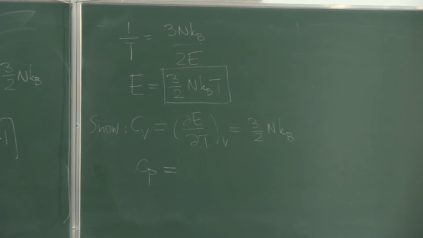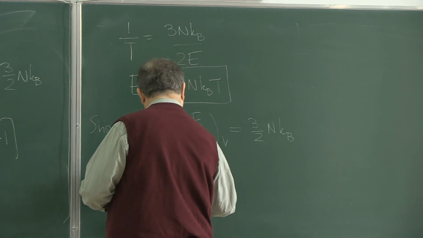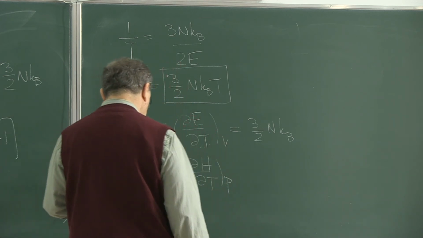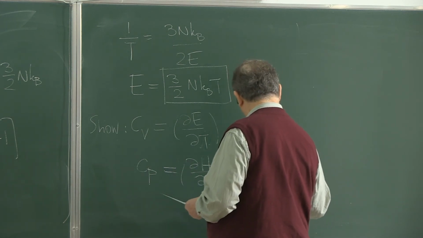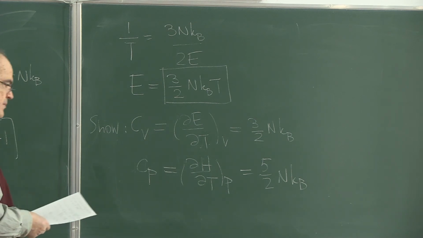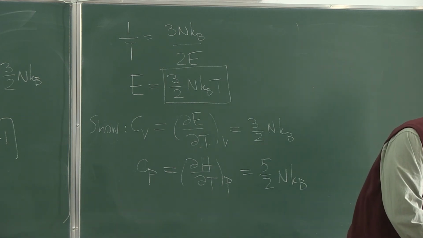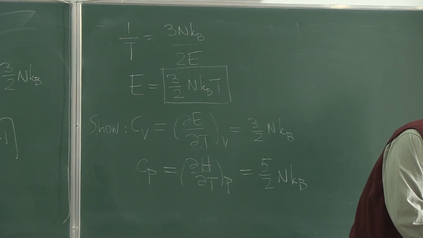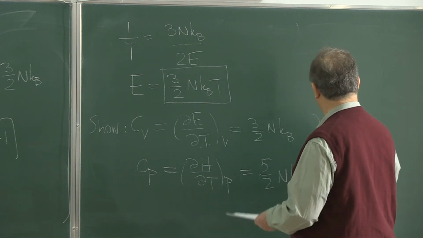Now you have to use enthalpy. The same thing with enthalpy. You have to keep pressure constant. Can you show that this is 5 over 2 N k_B? Show that. It's a very simple calculation, but it warms you up to the subject. You start doing things with your hands. So that gamma, which is C_p over C_v, comes out to be 5 over 3.